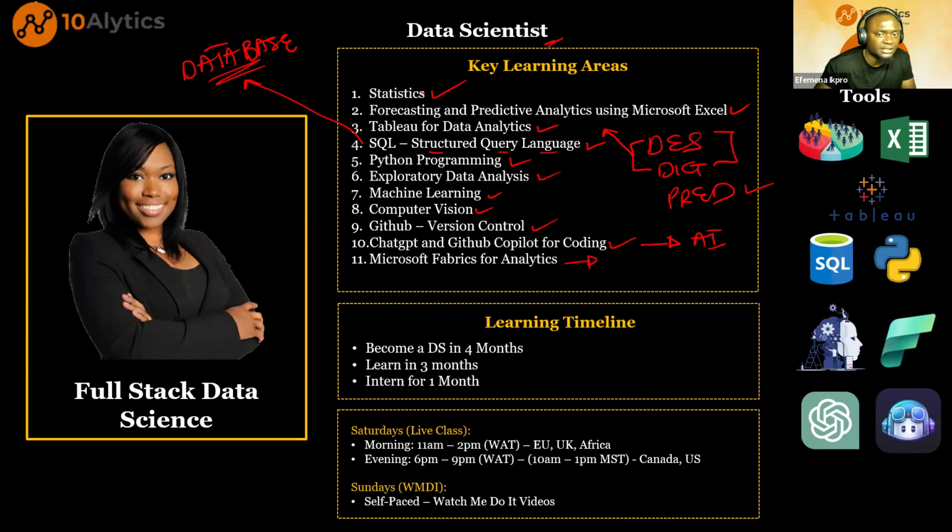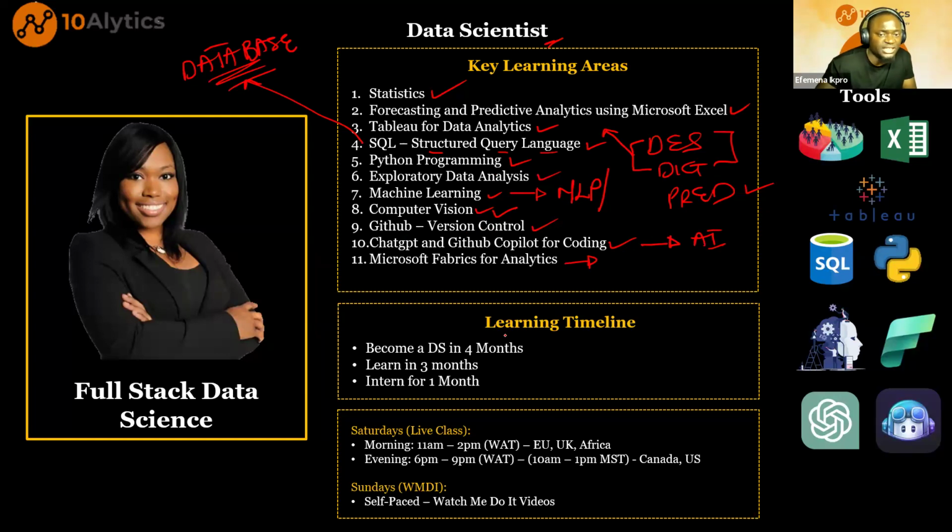So you learn statistics, you learn forecasting and predictive analytics using Excel. You do the same thing in Tableau. You learn SQL for database analysis. You would also learn Python, exploratory data analysis, machine learning, computer vision, GitHub, and there's one other project you will still work on. So you work on a project in NLP, which is natural language processing. All right. You would also work on projects in computer vision, GitHub for version control, and so on and so forth.